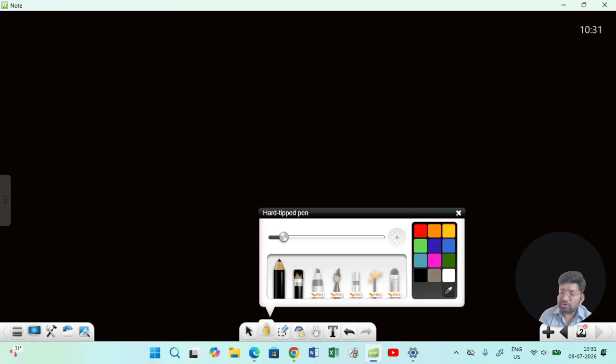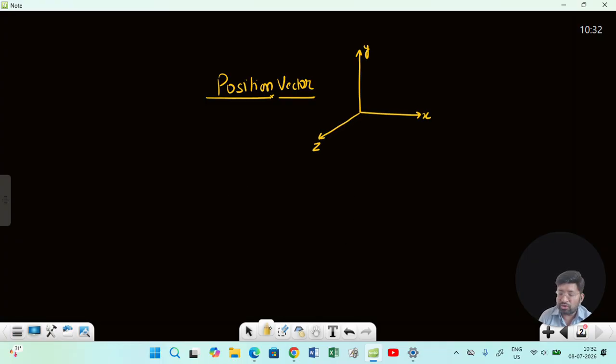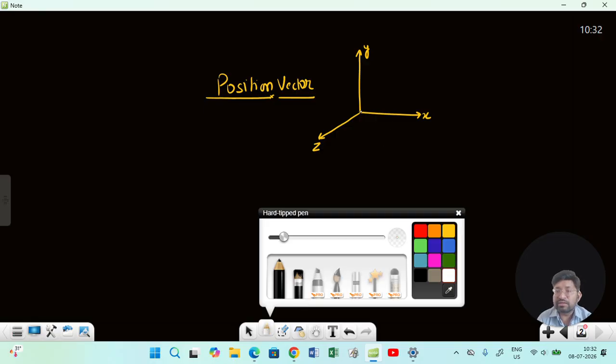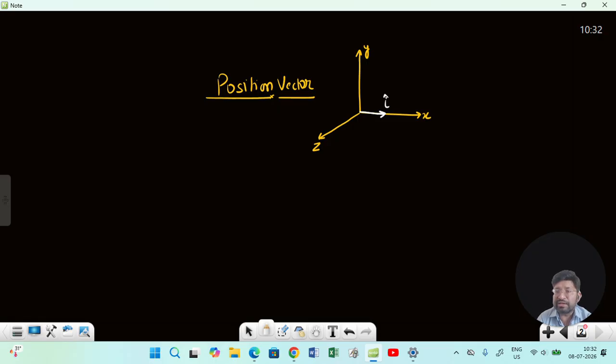Now we will talk about a term which is called position vector. So what is the position vector? Let us suppose this is our x-axis, this is our y-axis, and this is our z-axis. We all know along the x-axis the unit vector is i cap, along the y-axis the unit vector is j cap, and along the z-axis the unit vector is k cap.